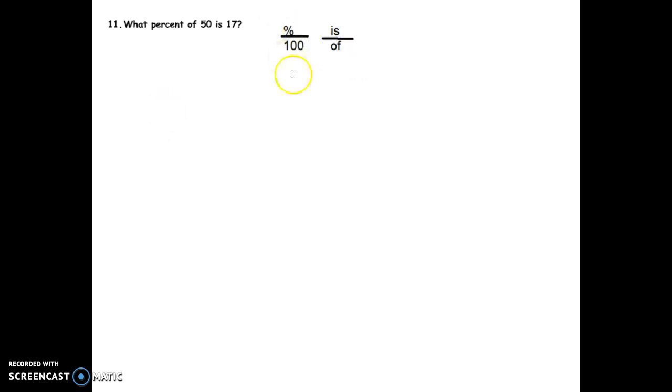So let's just fill in what information we have. What percent, so we don't know what the percent is because it's asking us for it, over 100. Oh, that is a sloppy line here, but you guys get the point. Equals 17 of 50. Is goes on top. So what number is next to is? That's our 17, right? And of is 50.